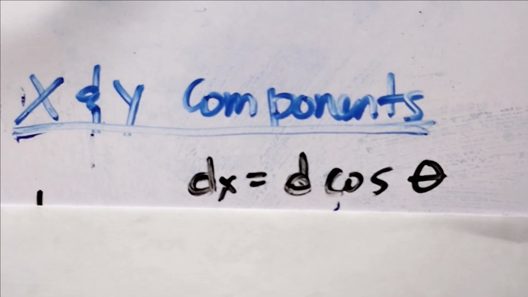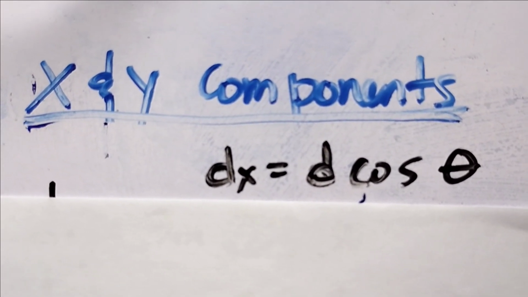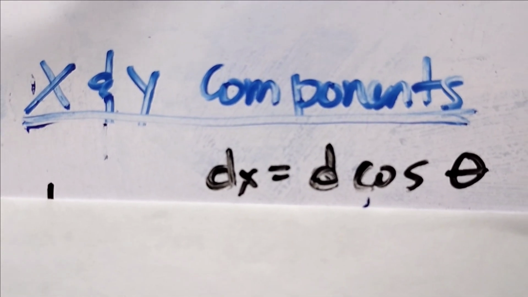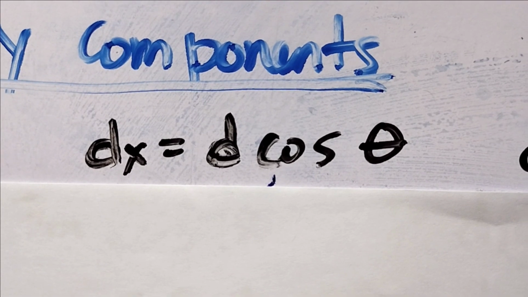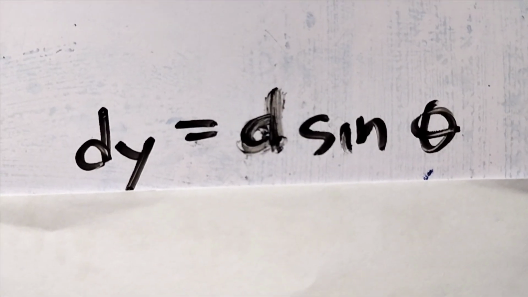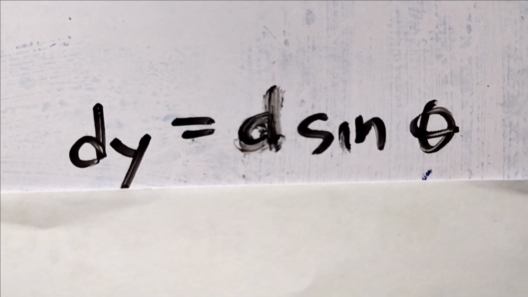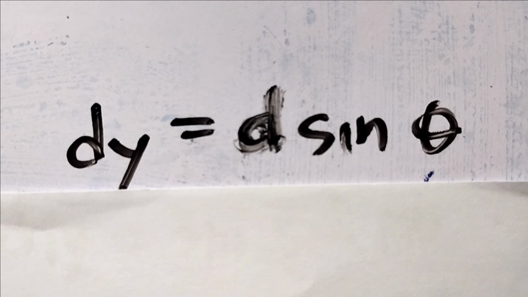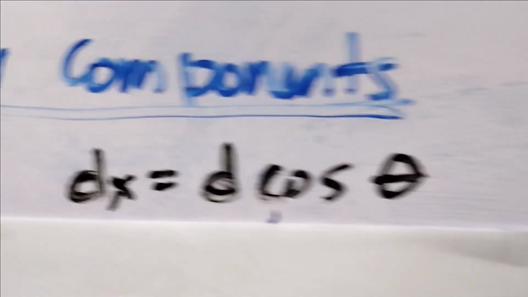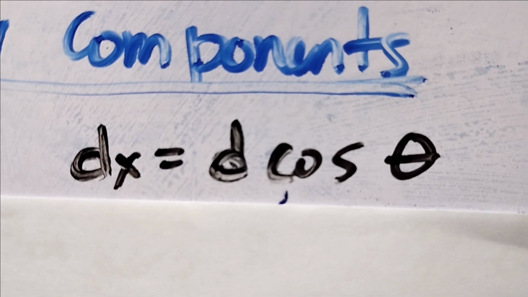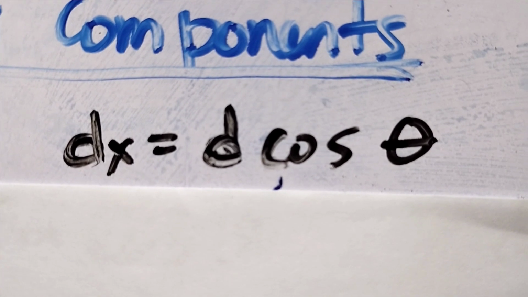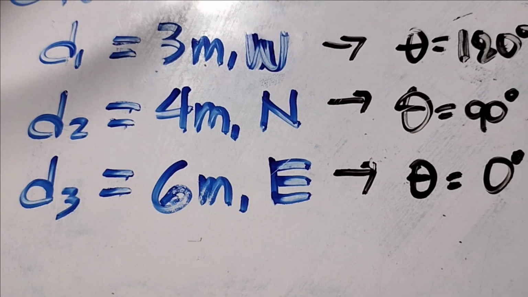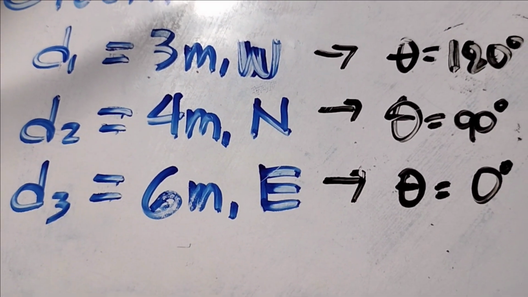The next step is to find the x and y components of vectors D1, D2, and D3. Recalling the formula, dx is d cosine theta, and dy is d sine theta. So for D1, that is D1 sine theta 1, D2 sine theta 2, and so on. Same case for dx: D1x is D1 cosine theta 1, D2x is D2 cosine theta 2, and so on. Since we have D1, D2, and D3, we are expecting 3 components of x and 3 components of y.